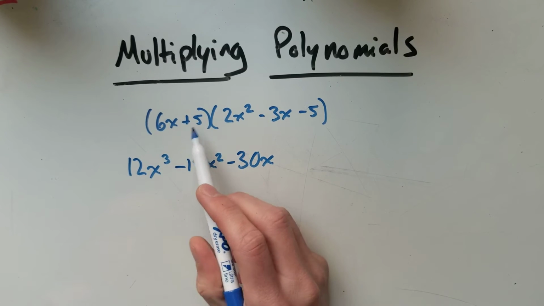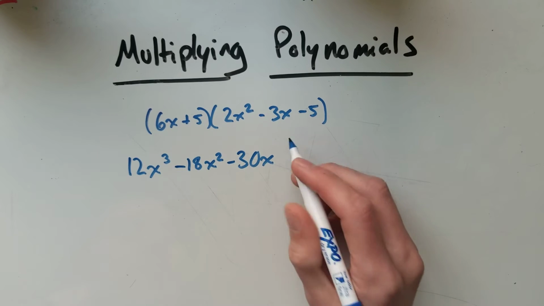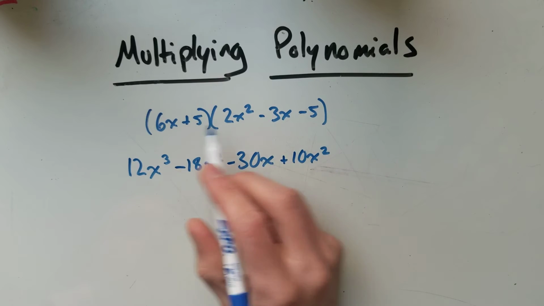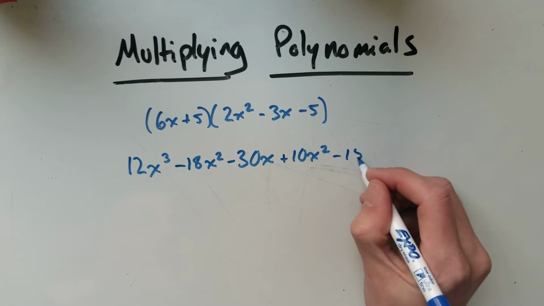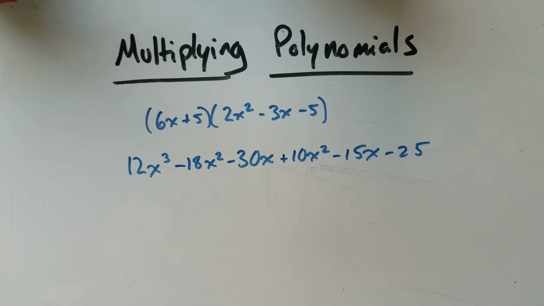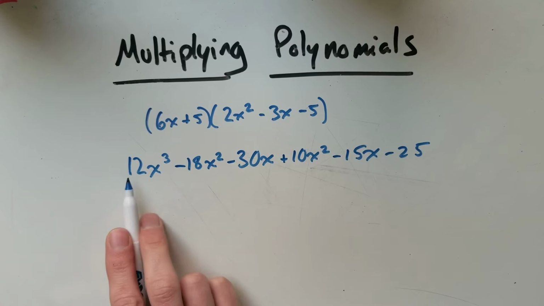Then if we do our next term, so we took care of the 6x, now we would distribute the 5. So 5 times 2x squared is 10x squared. 5 times negative 3x is negative 15x. And 5 times negative 5 is negative 25. So now all we have to do is combine like terms.